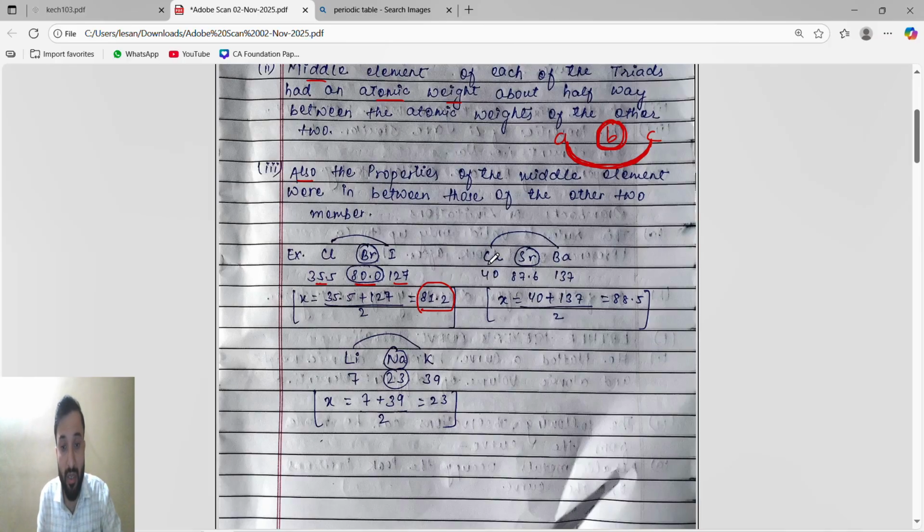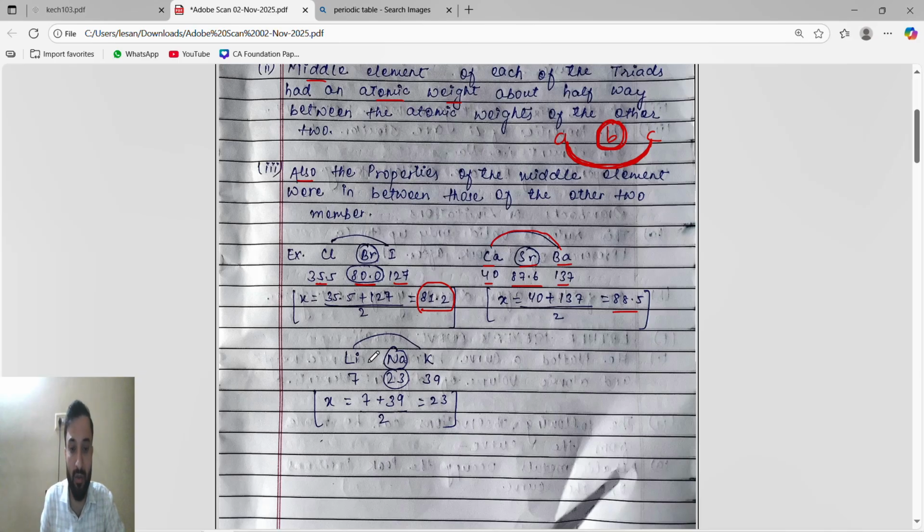Then we took calcium, Sr and Ba. Calcium is 40, Ba is 137. Again we find the average of first and third. We get 88.5, but Sr is 87.6. Dobereiner was like, oh my god.